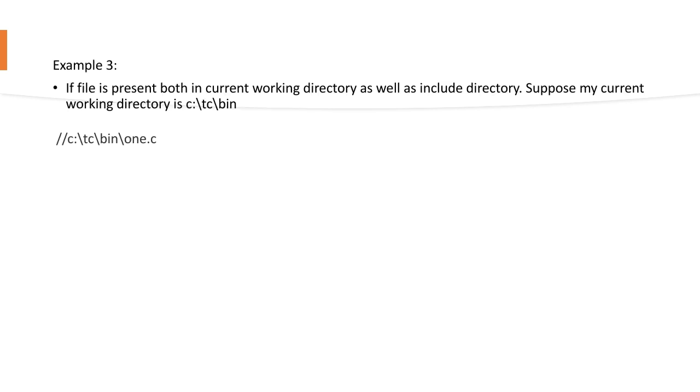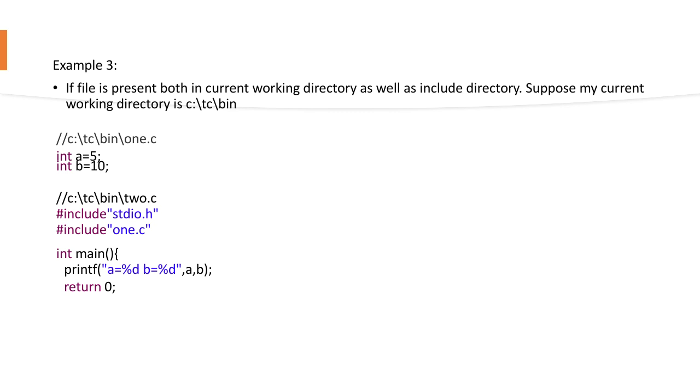Suppose I have tc/bin 1.c with a equal to 5, b equal to 10, and tc/bin 2.c. Now #include stdio.h in double quotes here and 1.c in double quotes. Okay, printf a and b. So the output still gives a equal to 5 and b equal to 10. See, there is no error.